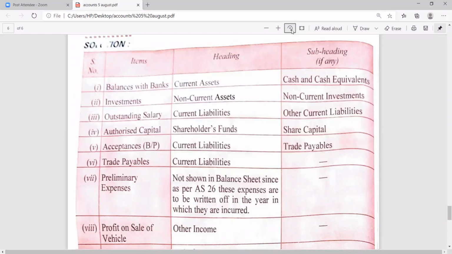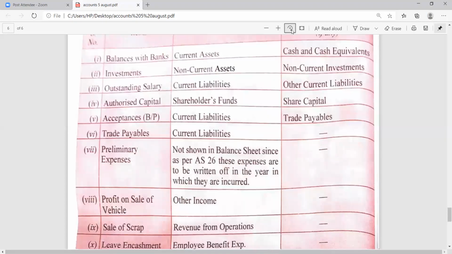Preliminary expenses. In 11th class, we came to know that when a company is going to start, prior to the commencement of the company, the expenses are to be borne by the company. Those expenses are known as the preliminary expenses. These expenses are not shown in the balance sheet as per Accounting Standard 26. These are to be written off in the year in which they are incurred.